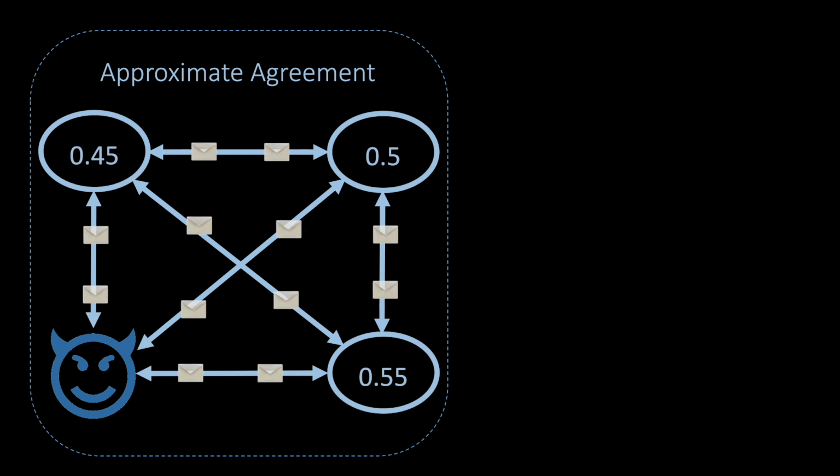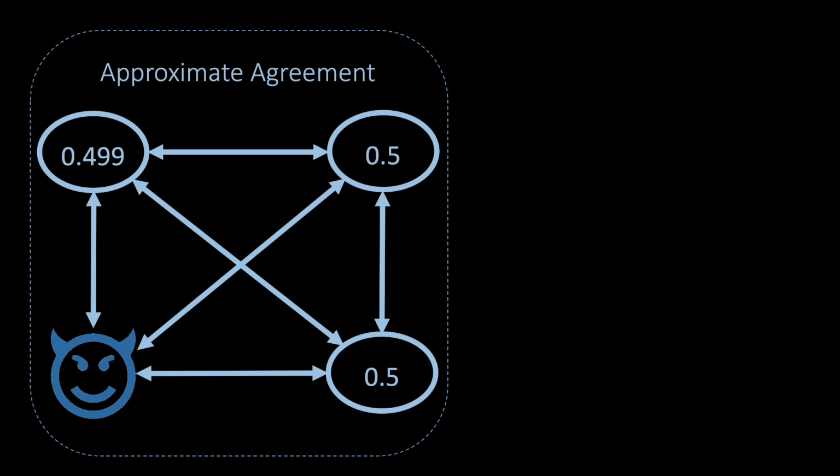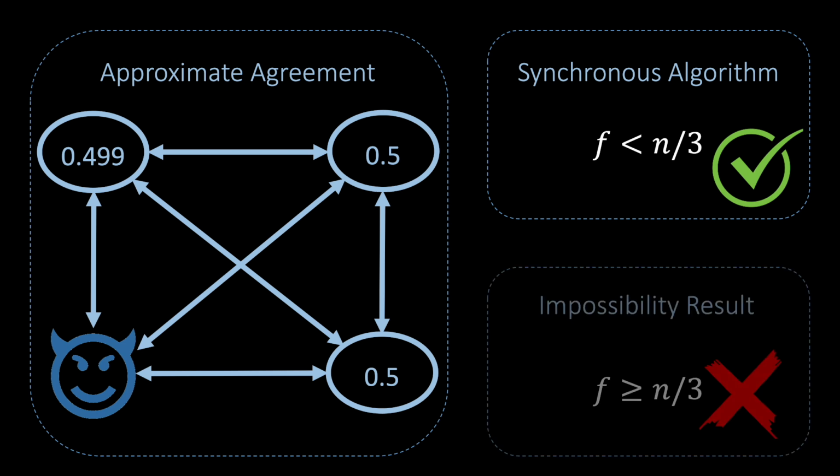In this video, you have learned about approximate agreement. This is a variant of Byzantine agreement that requires the correct nodes to output epsilon close values that are in the range of correct inputs. You have seen a synchronous algorithm achieving approximate agreement when f is lower than 1/3 of n, and you have also seen that this condition is necessary.